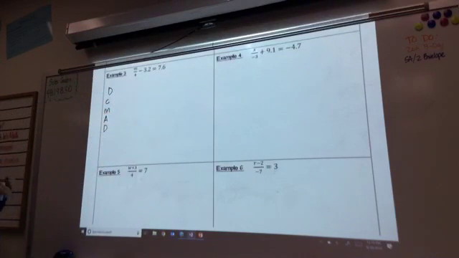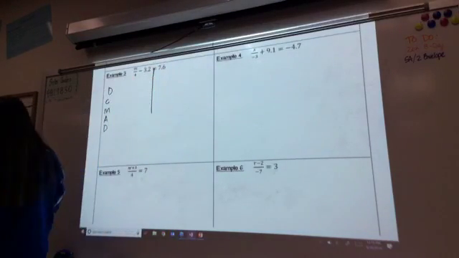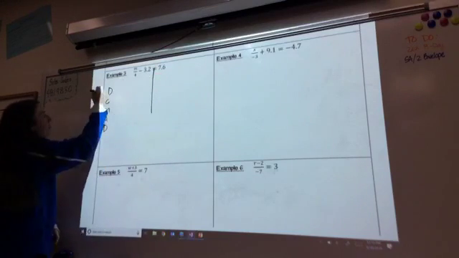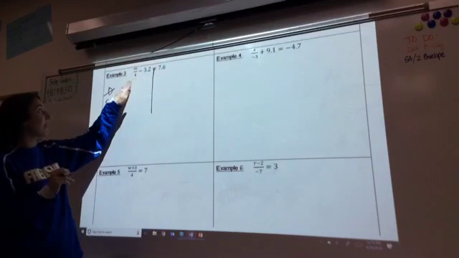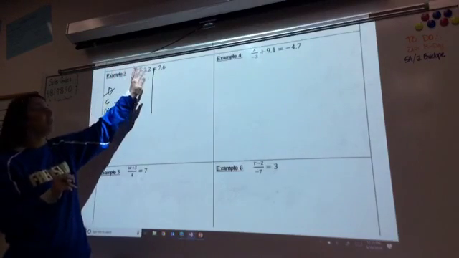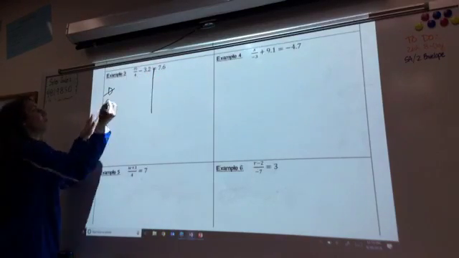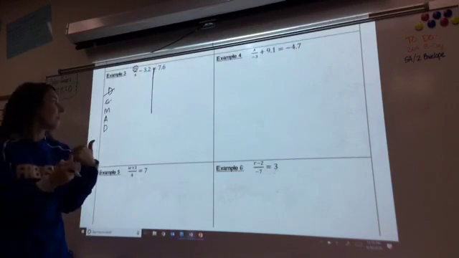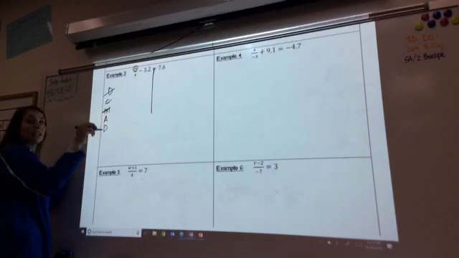Is there anything to distribute on the left side of the equal sign? No. What about on the right side? No. Nope. Is there anything to combine on the left side? No. Can I combine anything? No, because one has an m, one doesn't. Can I combine anything over here? No. Okay, do I need to move my variable if it's already on its side by itself? No. Okay.